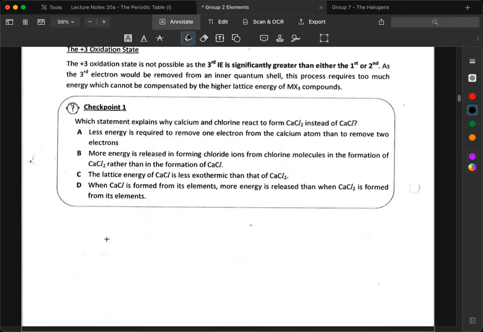Answer should be C. All right, that is energy.